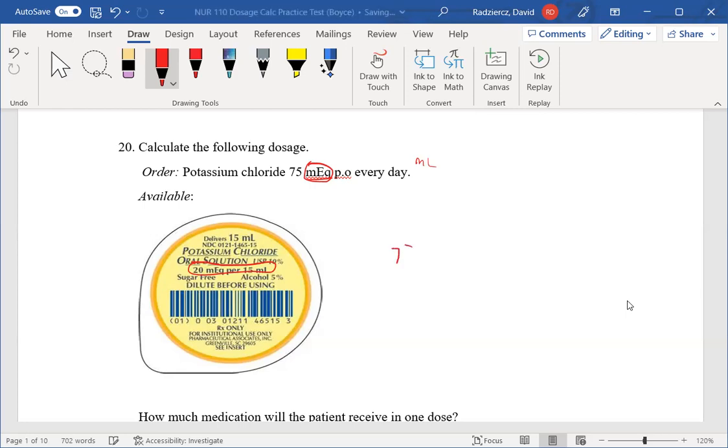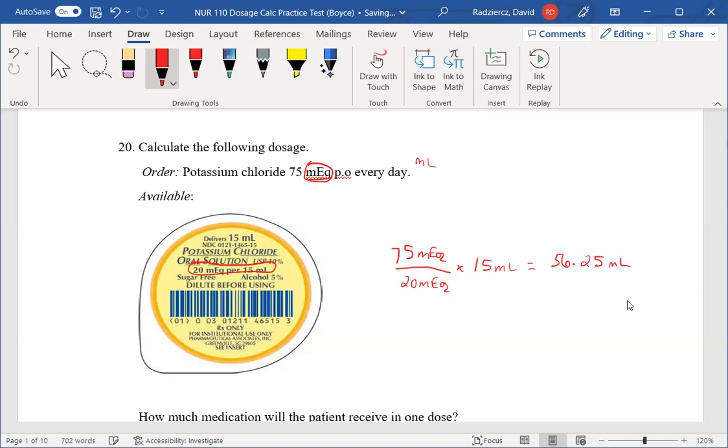So 75 milliequivalents is the order. Available is 20 milliequivalents, and then your quantity is 15 ml. So I'm going to take 75 times 15, and then I'm going to divide by 20. And then I'm going to get 56.25 ml.